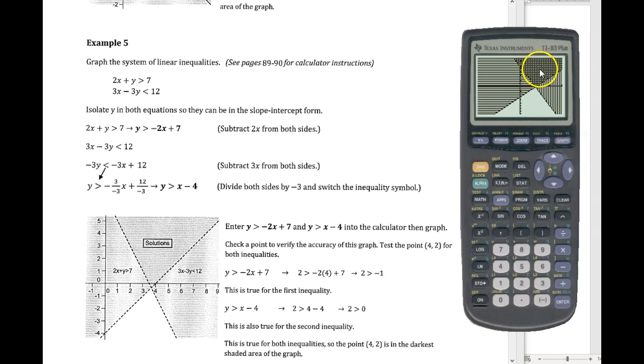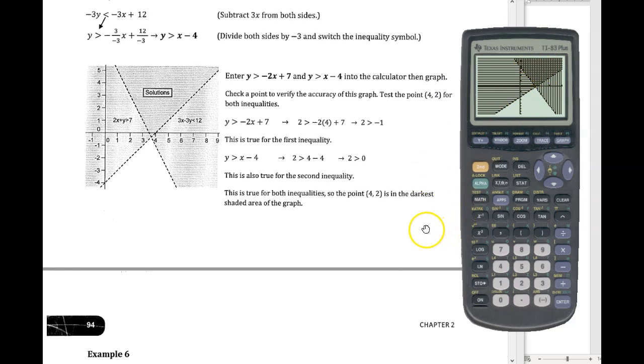Then you can use a test point to check the accuracy of the graph. So the test point we're going to use is (4, 2). And you can use any point as long as it's not on one of your lines. So if we use (4, 2), that would be somewhere in here. If we plug it into both inequalities, the first one, we'd end up with 2 is greater than negative 1. That's true. If we plug into the second inequality, we end up with 2 is greater than 0. That is true as well. So we know that this is in fact where your solutions are, this overlapping shaded region.